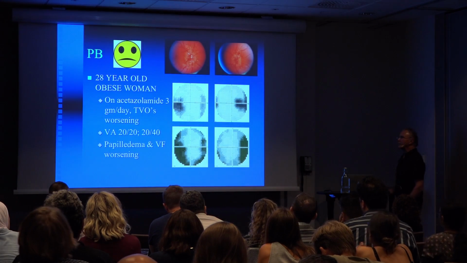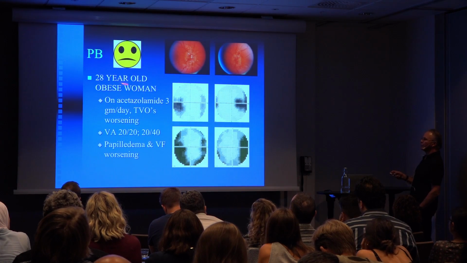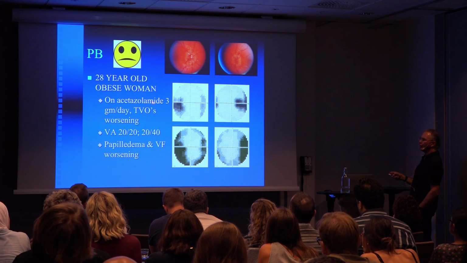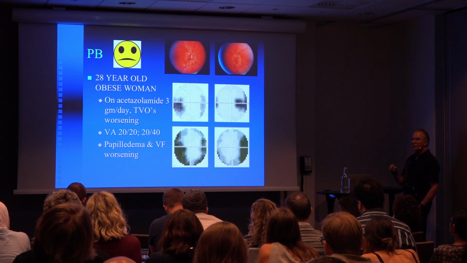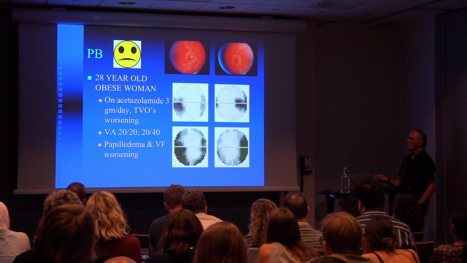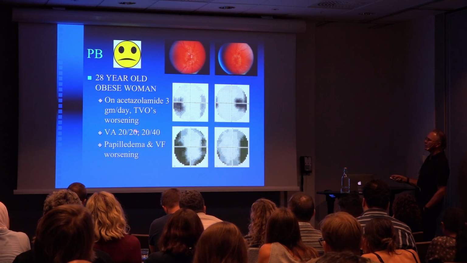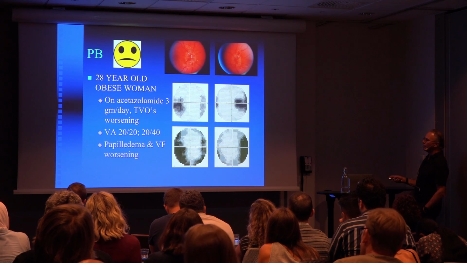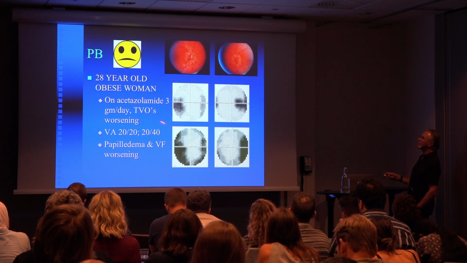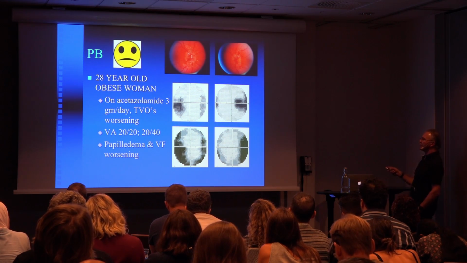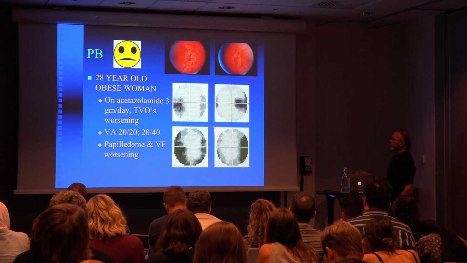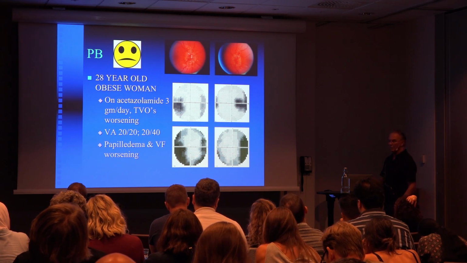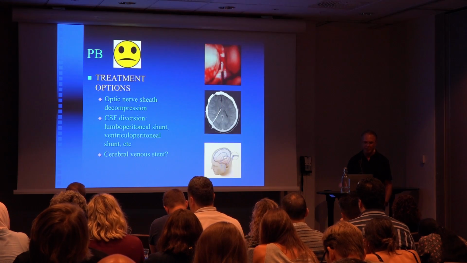Here's the pretty bad case. A 28-year-old obese woman on 3 grams a day of acetazolamide already. She has transient visual obscurations that are getting worse. Visual acuity is good in one eye, starting to drop in the left eye a little bit. And the papilledema and the visual fields are worsening. So it's a case that has significant papilledema, and the field started here, going to here now. So this is more of a worrisome scenario.